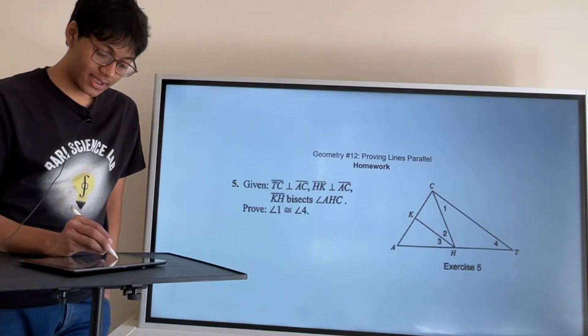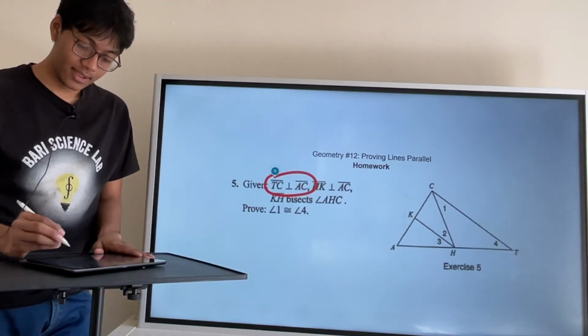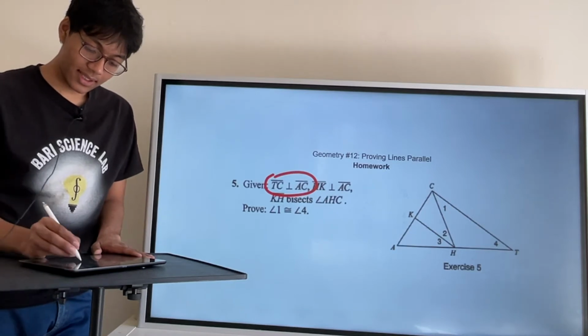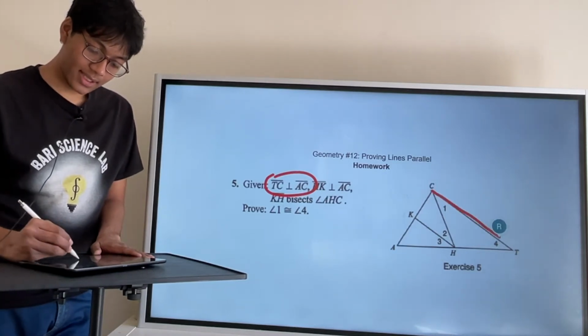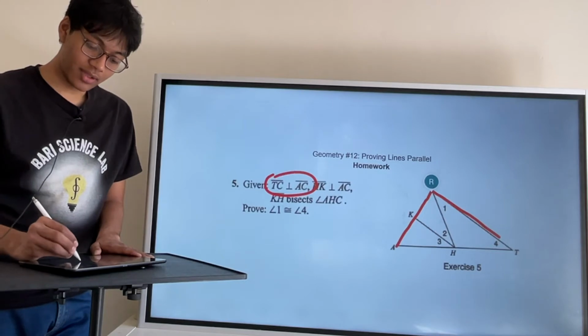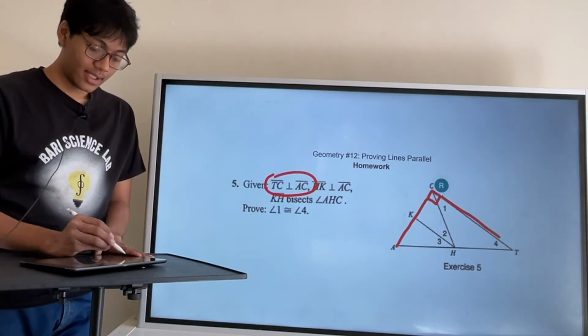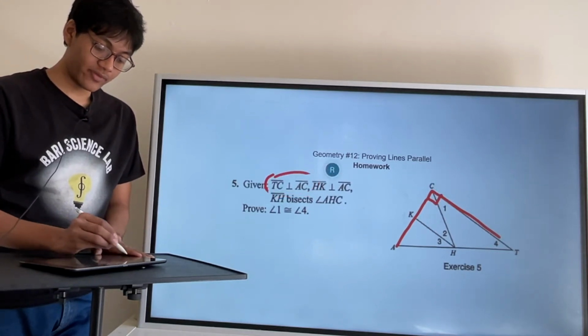I know that TC is perpendicular to AC. So I'm going to look at TC, that's this one. Look at AC, that's this one. And I know they're perpendicular, so I'll put a right angle. And now let's look at what other pieces of information we know.